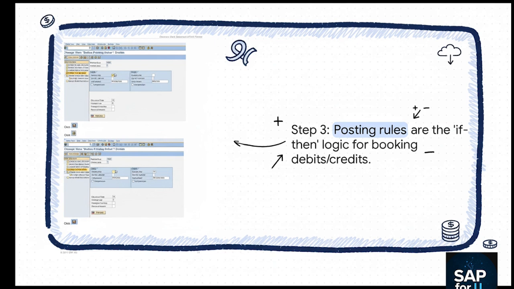We're telling the system things like, if you see cash coming in, then you're going to debit the main bank account and credit the clearing account. We're basically building a complete rulebook for every single type of transaction. And that's why this step is so critical. It makes sure every single dollar is posted correctly with zero manual work.